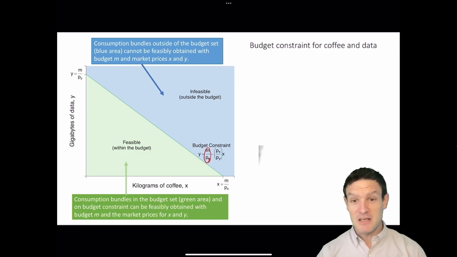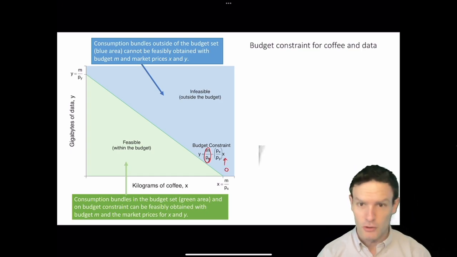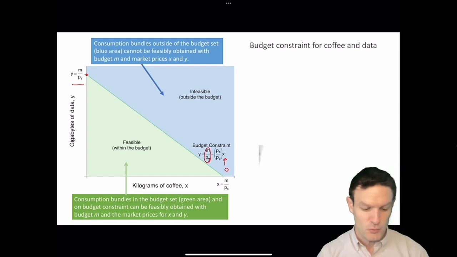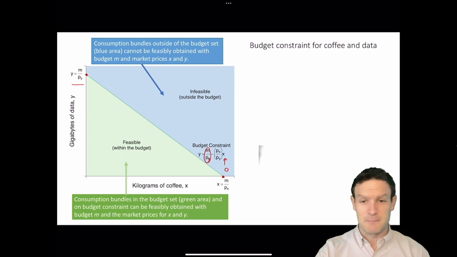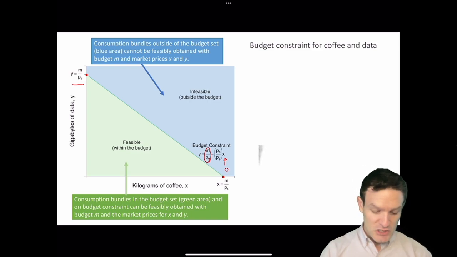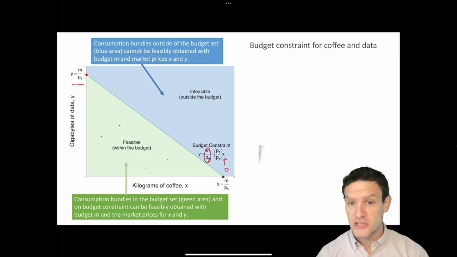So what does that mean? It means that when Harriet consumes no X, so if this X term were equal to 0, she would only consume M over Py of Y. That would be this point over here at the intercept with the y-axis. Similarly, if she only consumed X, then she would consume M over Px of X. And in terms of points in between, we have different points along the budget constraint that she could pick. She can also pick points in the feasible set that are within her budget, but if she did so, she wouldn't be exhausting her budget.